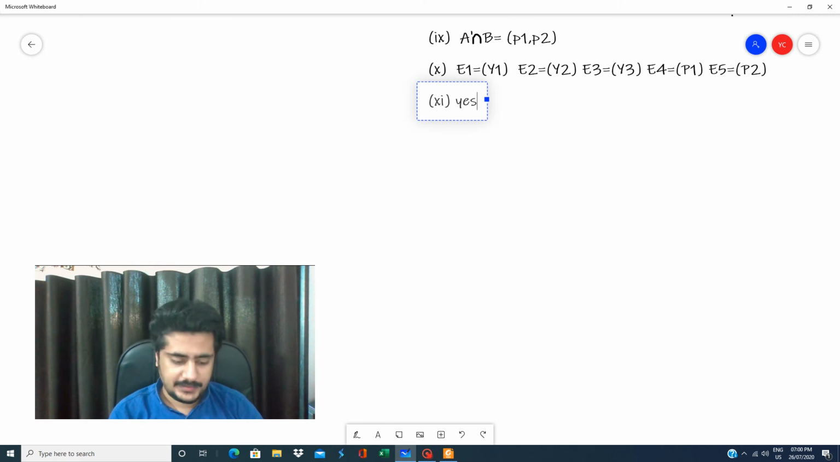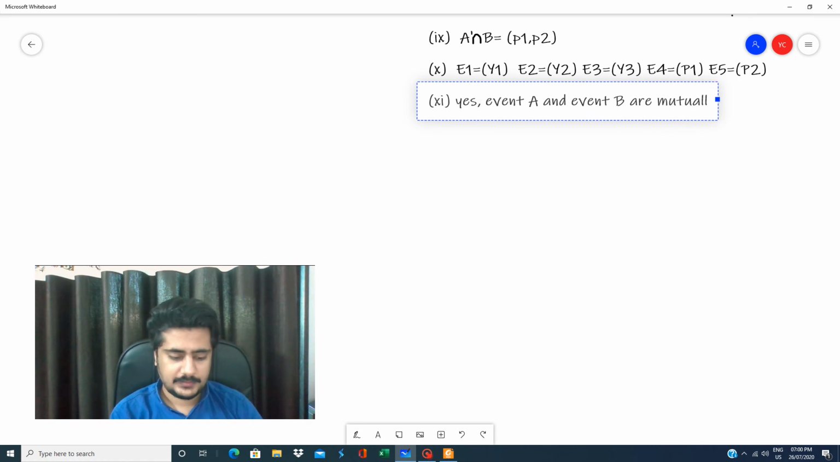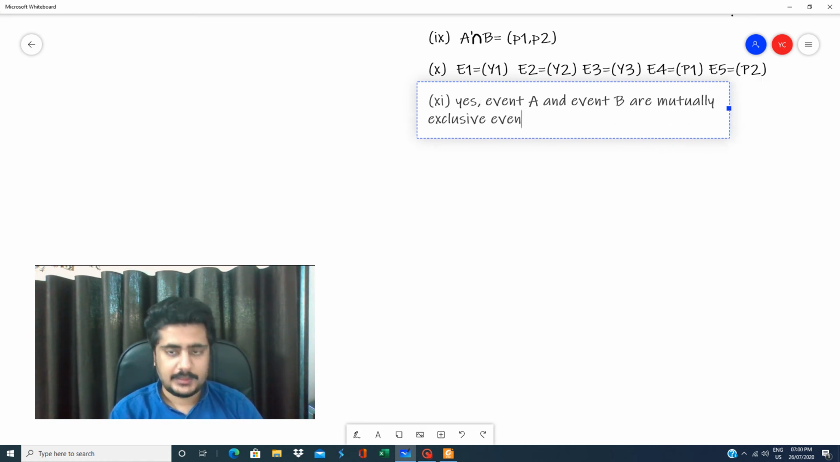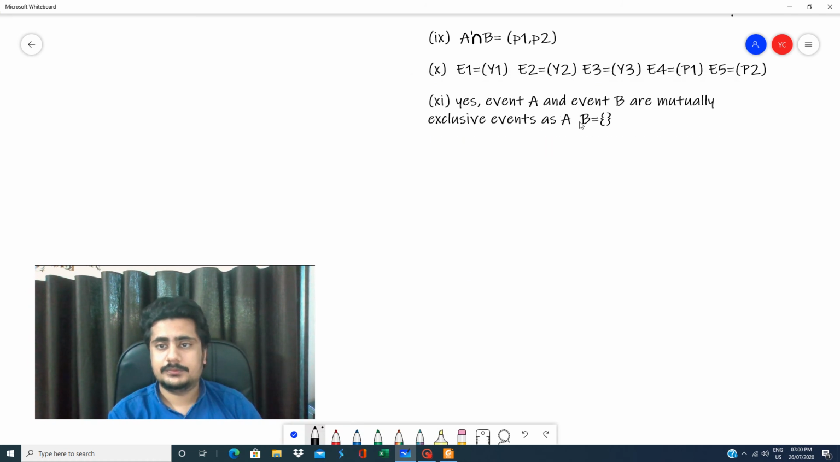My answer is yes. Event A and event B are mutually exclusive events as A intersection B is the null set. A intersection B is the null set, so they both are mutually exclusive events. Yes.